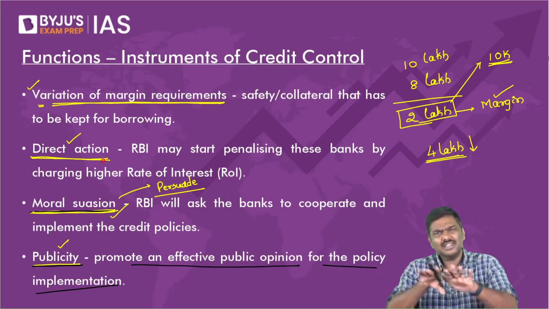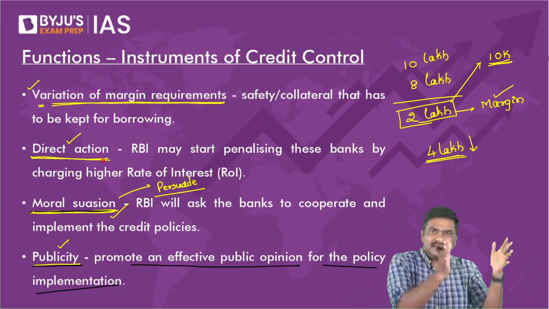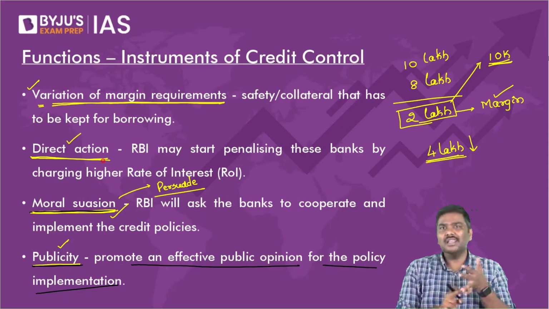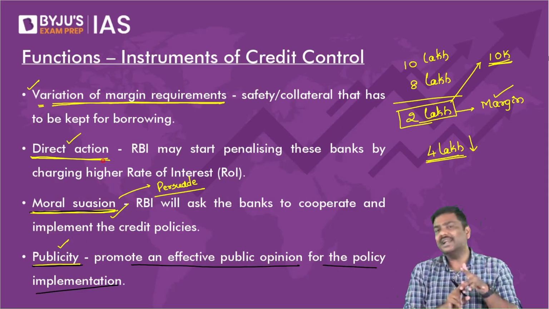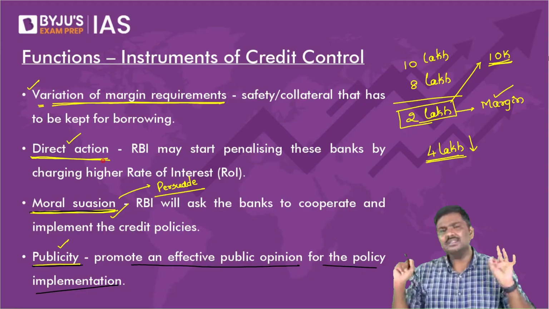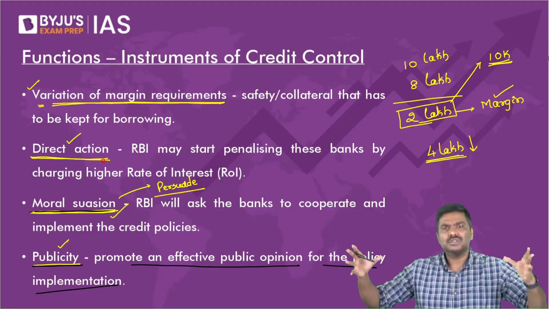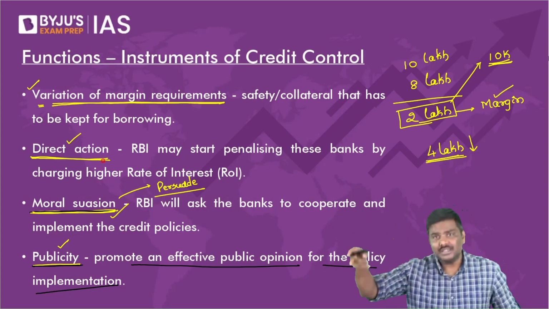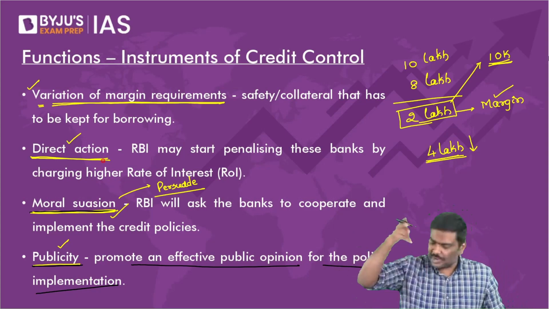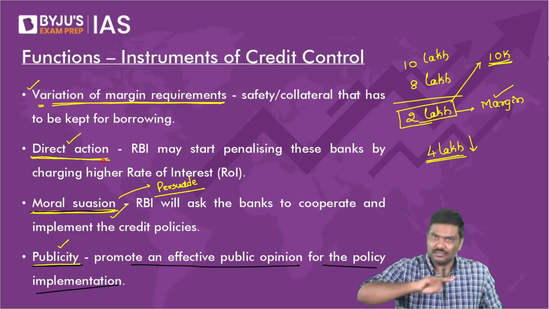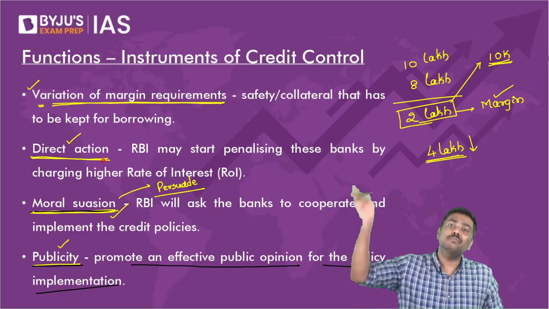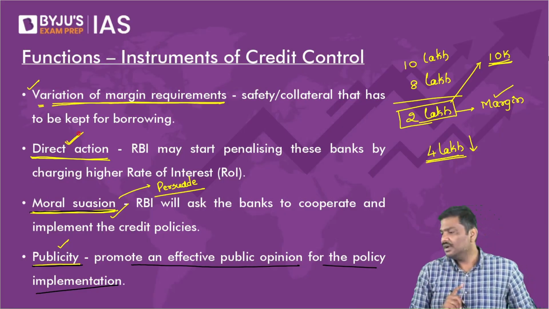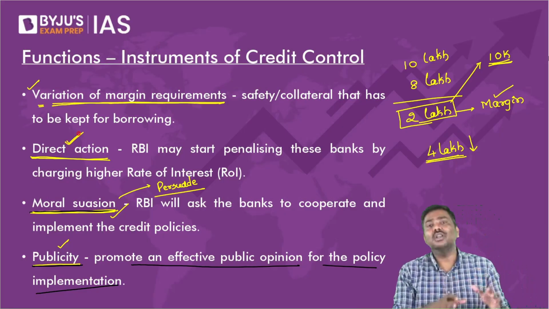Why? What is the reason? Why is RBI imposing penalties? Reason is very simple. RBI has guidelines, for example, PSL guidelines, lending guidelines, collection of deposit guidelines, branch opening guidelines. They have so many measures. And if the banks do not follow these measures, RBI will try to persuade them. Even after that, if they do not follow it, then RBI will penalize them. That is called as a direct action.